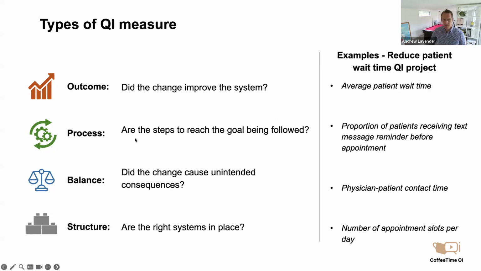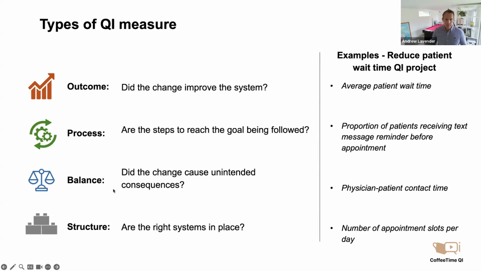We then got our process measures. These are the measures that are focusing on the processes and systems that directly contribute to your outcomes. So it's like a leading measure for whether you're going to see improvement in your outcomes. So are you following the right steps to reach the goal? The example here is patients receiving a text message for their appointment reminder. In this project, we think that's going to help to reduce patient wait times. So that's a leading measure in that regard.